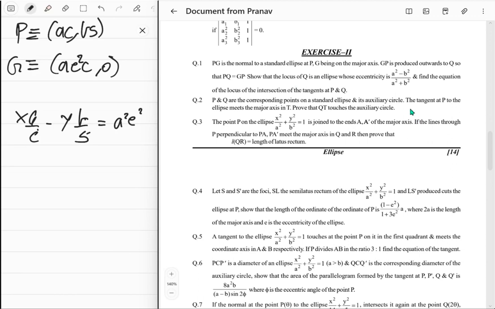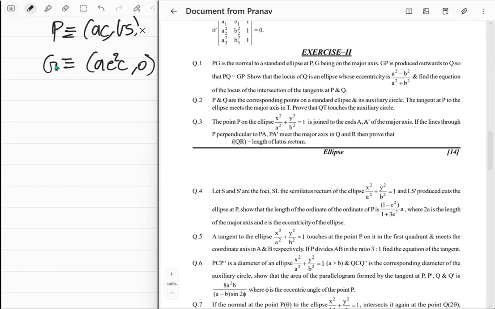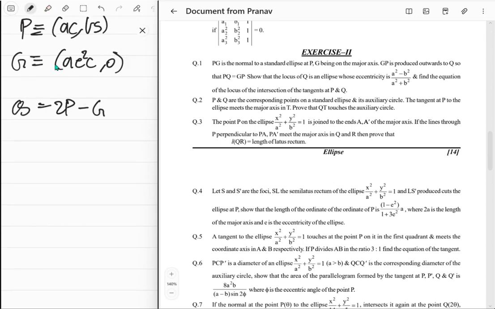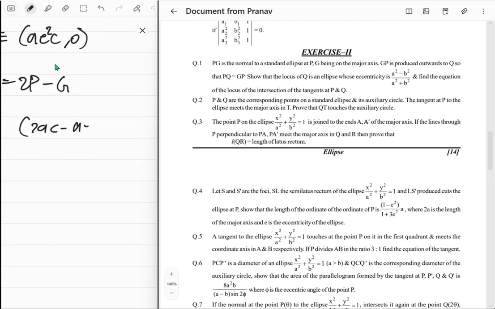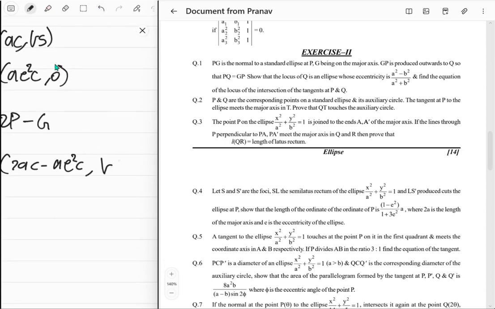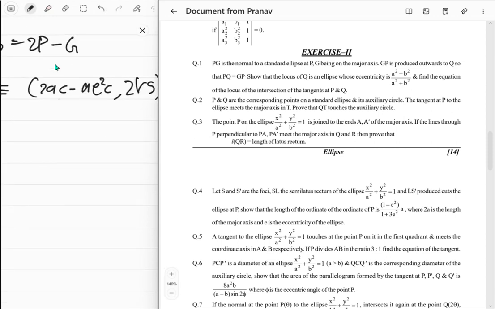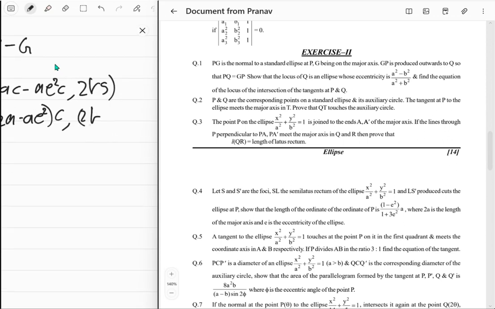And then we just want Q. P is the midpoint of G and Q, so 2P is equal to G plus Q. That is, Q is just equal to 2P minus G. So that would be 2a cosine theta minus a e squared cosine theta, and then comma 2b sine theta. As you can see, it's something times cosine theta, and once again something times sine theta.